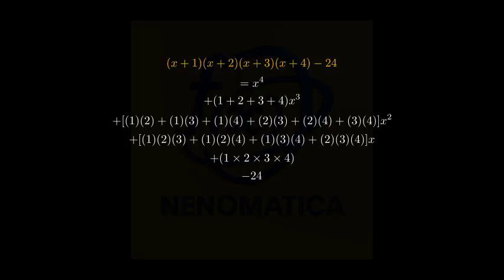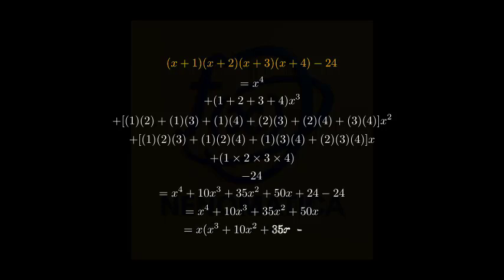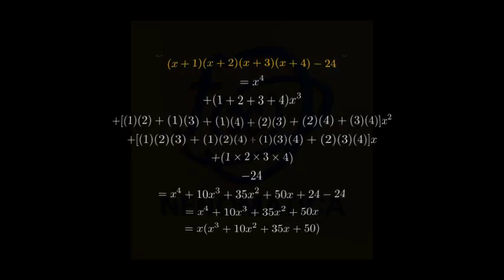Now, let's combine all these terms to get our expanded expression. We have x to the power of 4 plus 10x cubed plus 35x squared plus 50x plus 24 minus 24. The constant terms 24 and negative 24 cancel out, giving us our final expression. Our expanded polynomial is x to the power of 4 plus 10x cubed plus 35x squared plus 50x. We can further simplify this expression by factoring out x. This gives us x times the quantity, x cubed plus 10x squared plus 35x plus 50.